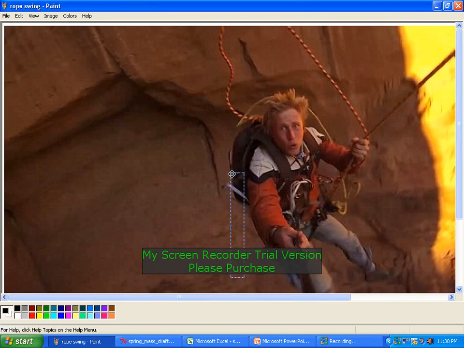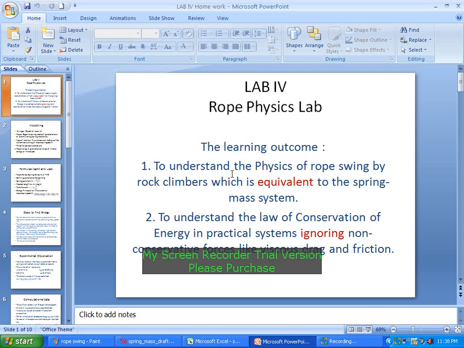The motion of this rope swinger can be studied and analyzed using our rope swing lab. In lab 4, the learning outcomes are: 1. To understand the physics of rope swing by rock climbers, which is equivalent to the spring mass system.